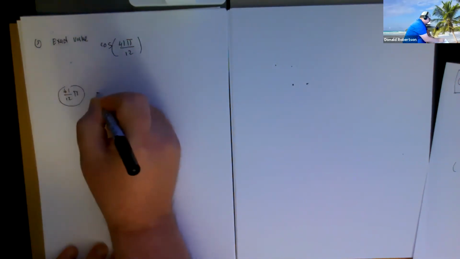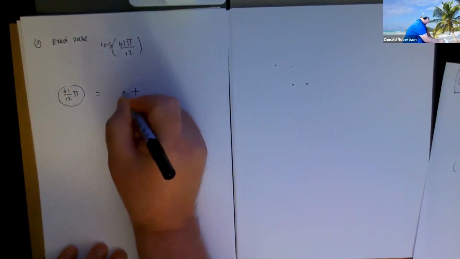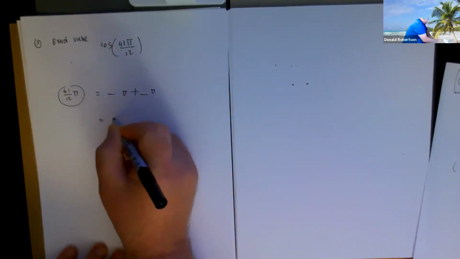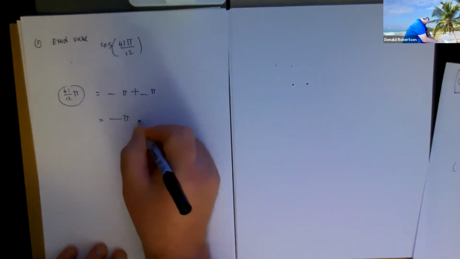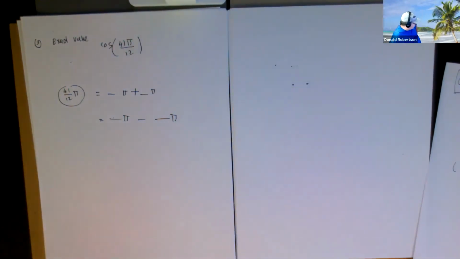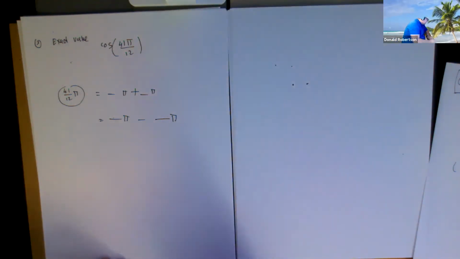I have to find two fractional versions of pi that add together, or if you subtract them, you get 41 pi over 12. So I'm looking at what on earth that could be, and I'm going through my brain, trying to see what we might have here.